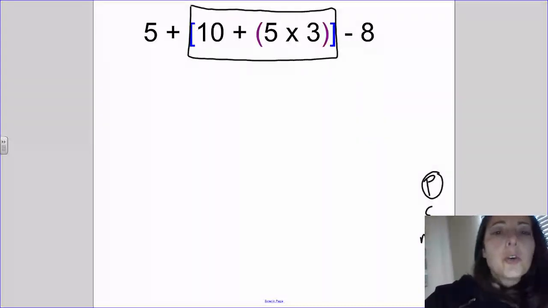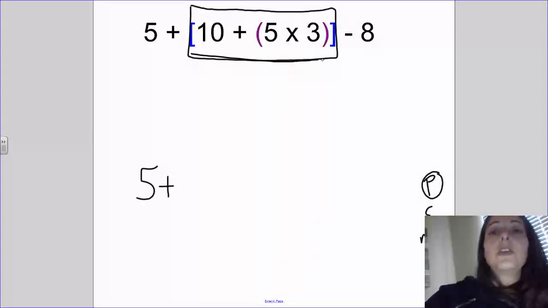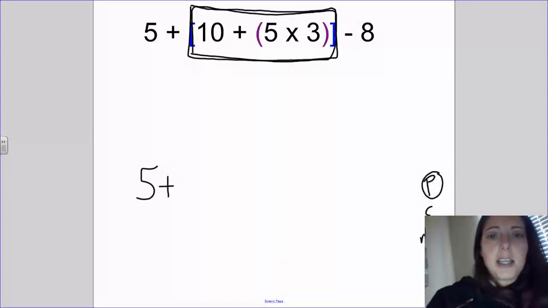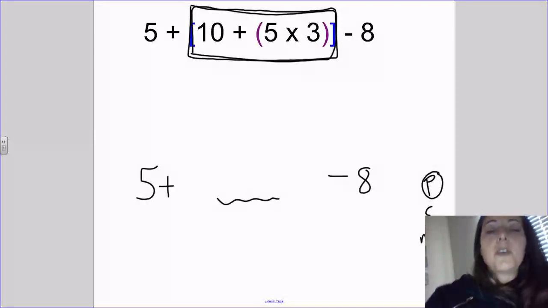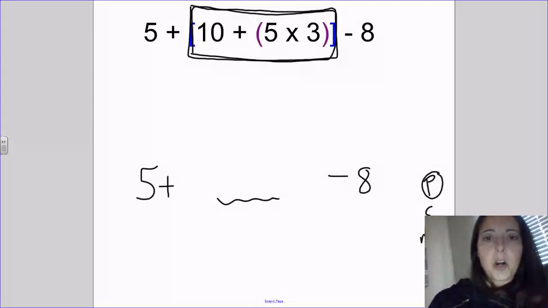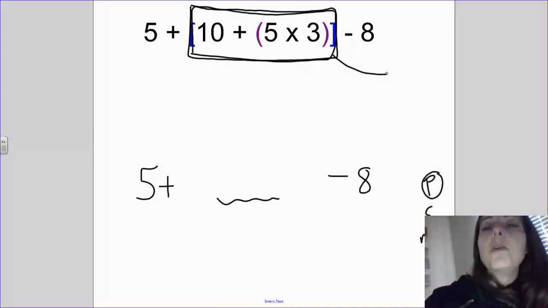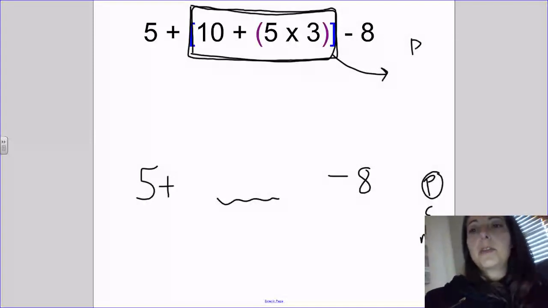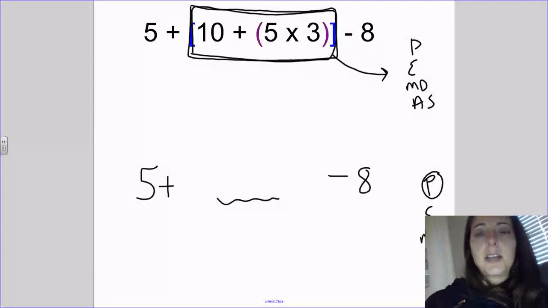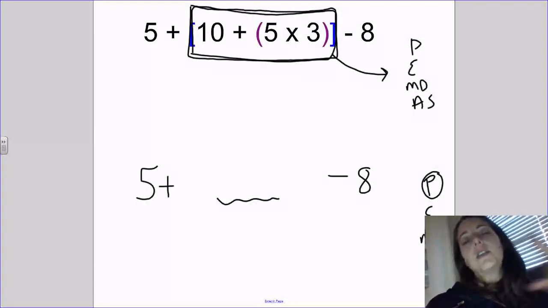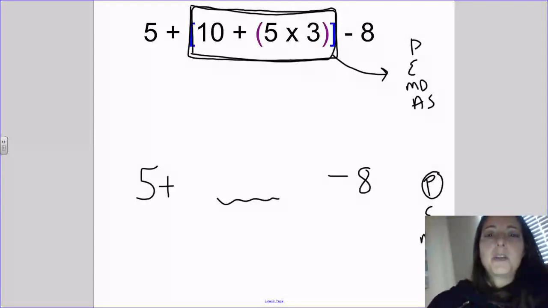Brackets are bigger. So my first step is to solve this. And when I do, the rest of the problem is going to stay the same: 5 plus something, whatever is inside this bracket, minus 8. So ultimately, I'm trying to figure out what that bracket is worth. To do that, it almost acts like a separate problem. So for that, I'm going to do a separate PEMDAS checklist. I'm going to look at this like it's a totally separate problem to figure out what it's worth. So starting with parentheses.